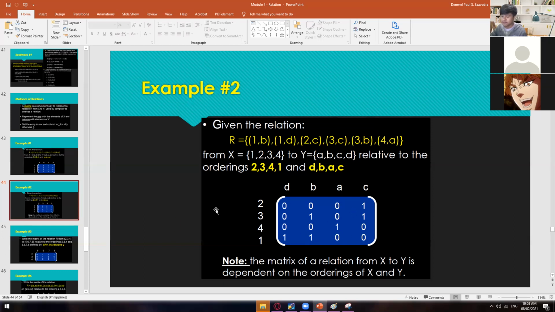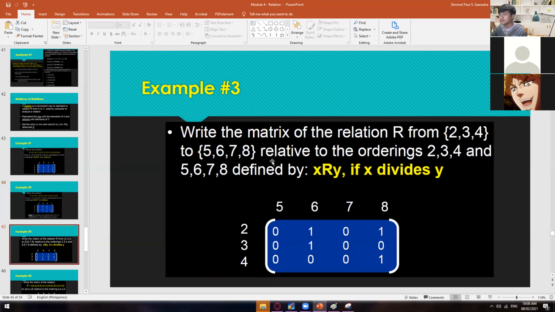Okay? Did you guys get this one so far? Yes, sir. Gets naman po. Okay, so similar example, but just different orderings. All right, so let's have another example.